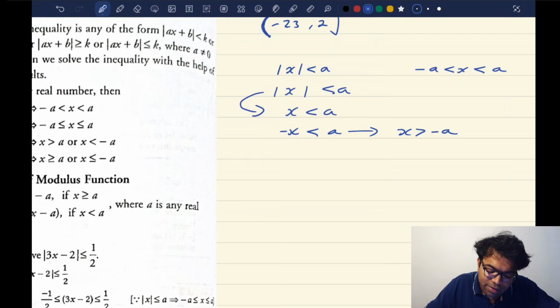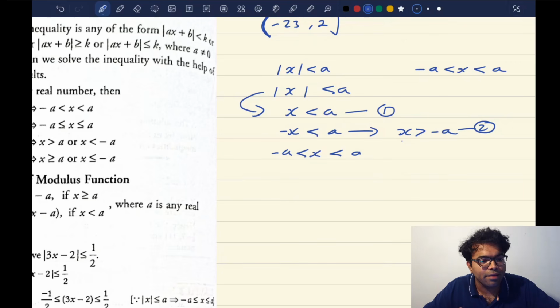Did you understand this? See, if you have modulus of x is less than a, you will write x is less than a or minus x is less than a, which can be further written as x is greater than minus a. So if you use this as 1 and this as 2, what do you get? You get minus a is less than x is less than a.